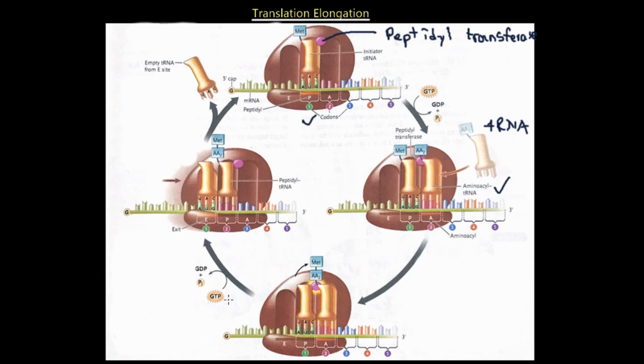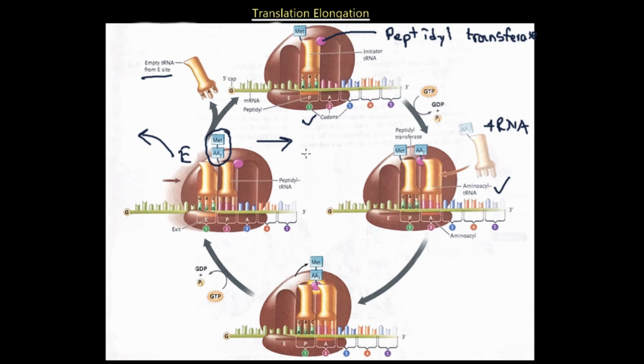Then we're going to use a GTP in order to translocate the entire ribosome. So the entire ribosome will shift over to the right side, and now, as you can see, the original tRNA that is empty is in the E site, and it's going to be released. So over here, the empty tRNA is released. And now we have the A site cleared. And of course, we have the amino acid chain growing on this tRNA.